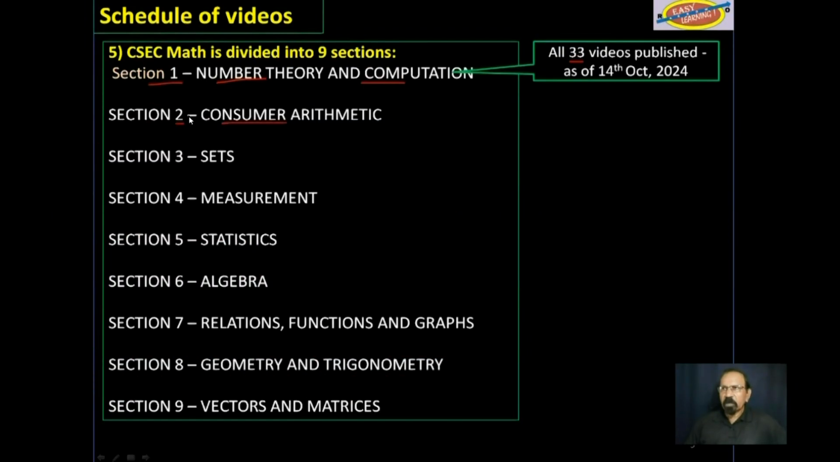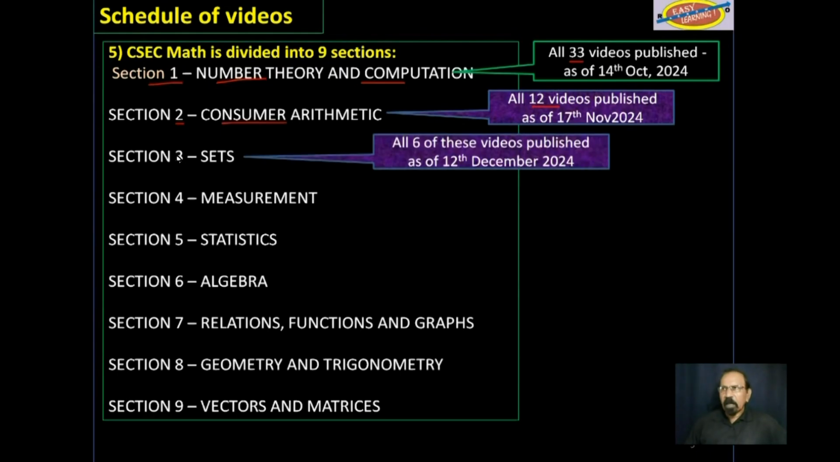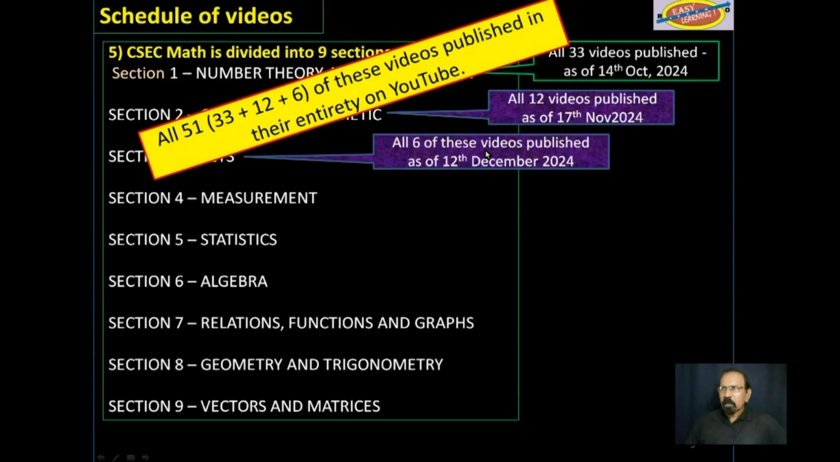Section 2, consumer arithmetic. All 12 of those videos have been published on YouTube in their entirety. And section 3, sets. All 6 of these videos have been published on YouTube in their entirety. So that's a total of 51 videos from sections 1, 2, and 3, all published on YouTube in their entirety. Please make good use of them.